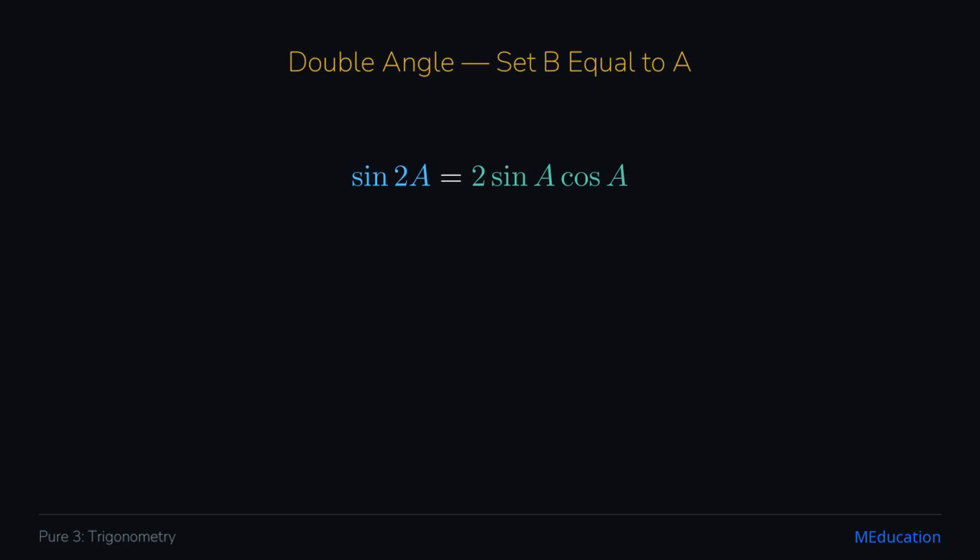Now watch a whole family appear for free. In the addition formulae, just set b equal to a. Sine of a plus a is sine 2a, and instantly you get 2 sine a cos a. Do the same to cosine and you get cos squared a minus sin squared a. No new memory work: the double angle formulae are the addition formulae looking in a mirror.